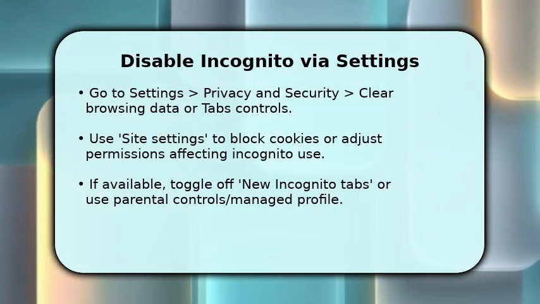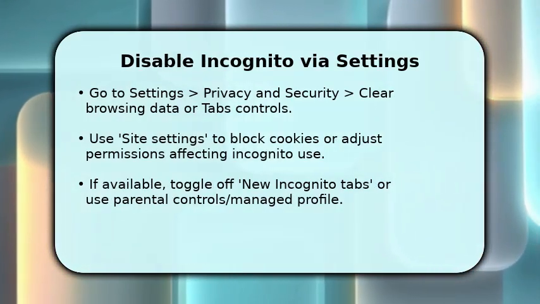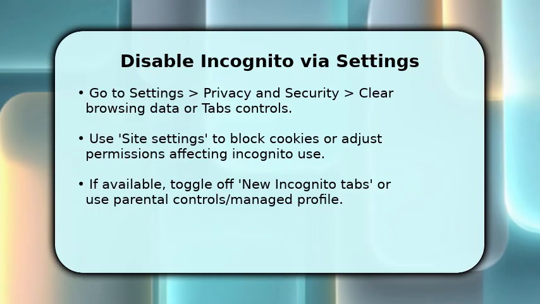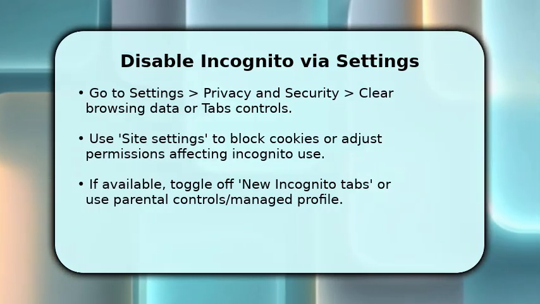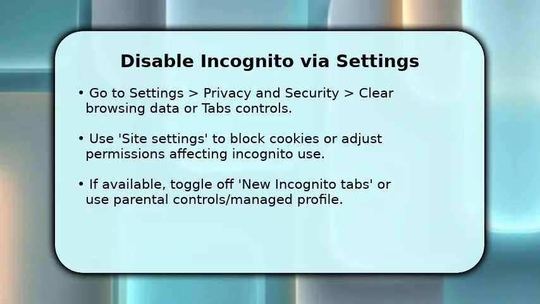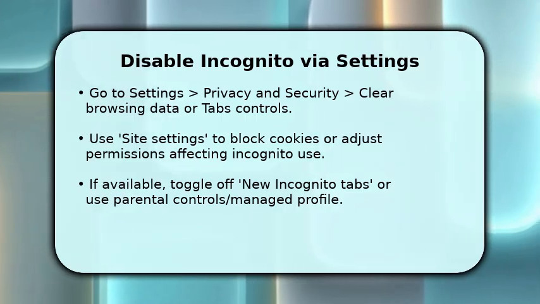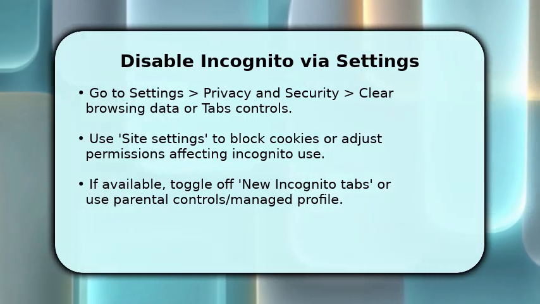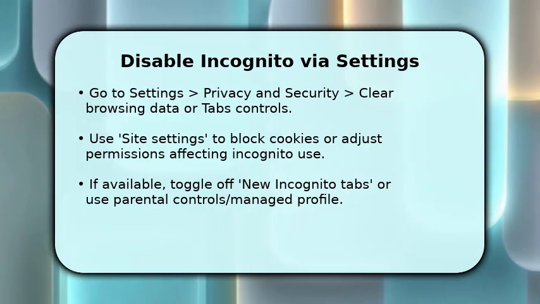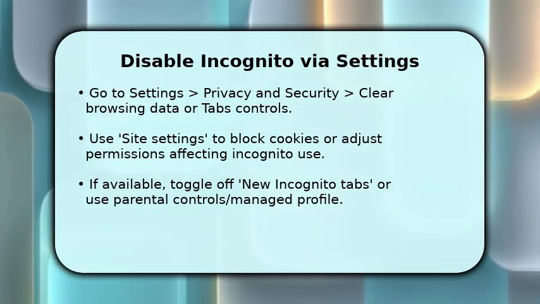Now you'll change the controls that allow Incognito tabs. In Settings, open Privacy and Security and then Site Settings. These let you alter cookie and permission behavior that impacts private sessions. If Chrome on your device offers a direct toggle for Incognito or new Incognito tabs, switch it off.